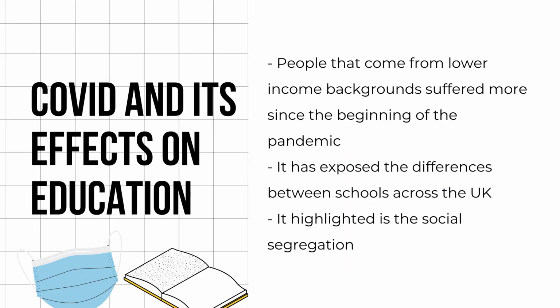Moving to the last topic, that is COVID and its effect on education. It has been more than a year since the pandemic of COVID-19 has been triggering complications, and the education sector has been one of the most affected. Britain's education system is no exception. The Sutton Trust has evidence that people that come from lower income backgrounds were the ones who have suffered more since the beginning of the pandemic.